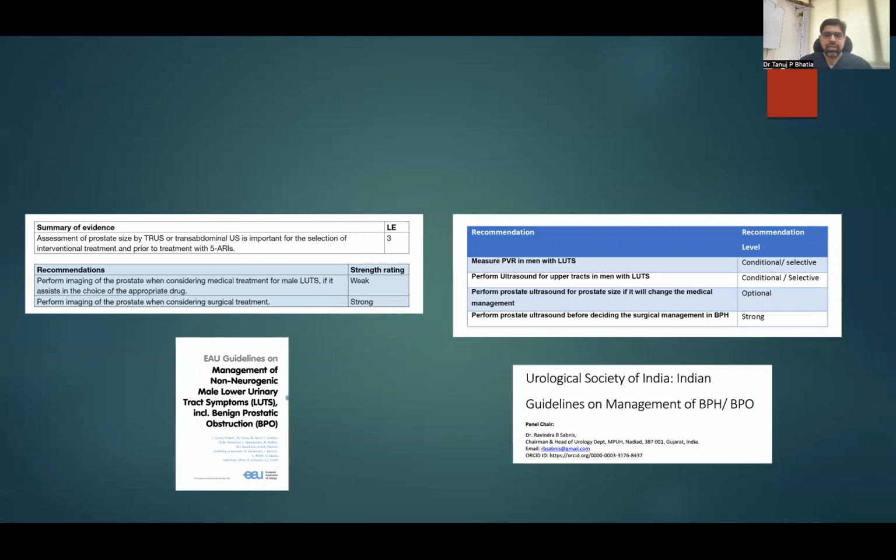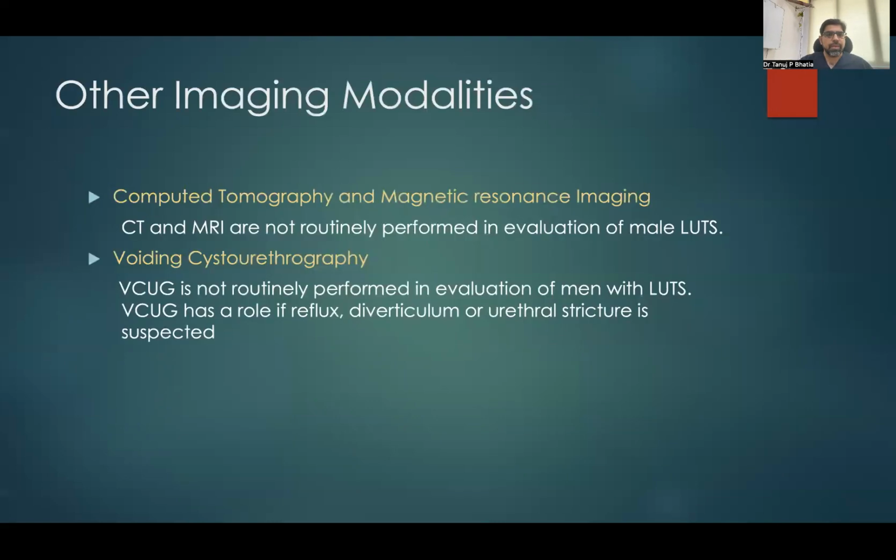If I talk about Indian guidelines, they give a conditional recommendation to measure PVR in men with LUTS. They give a conditional recommendation to perform ultrasound for upper tract in men with LUTS. But because it is widely available, it is commonly used in India. The prostate ultrasound for prostate size is optional if it will change the medical management. And there's a strong recommendation to perform prostate ultrasound before deciding on the surgical management of BPH.